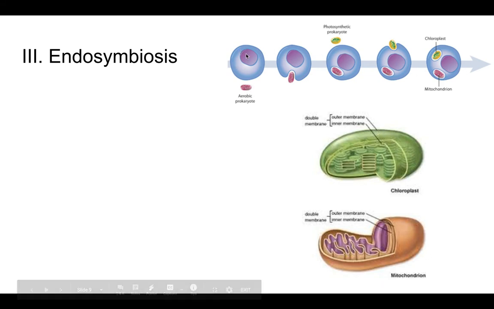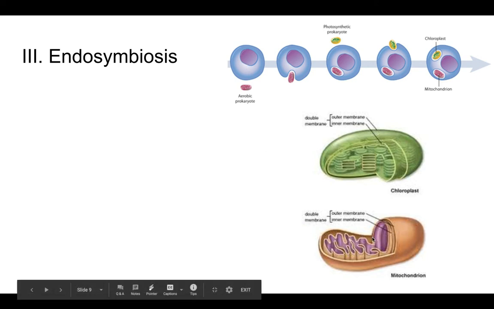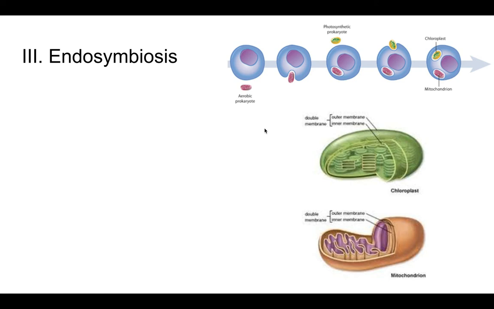So the aerobic prokaryote that got engulfed, we think became eventually present day mitochondria. That is the organelle that does what the aerobic prokaryote did, right? It uses oxygen to create ATP. And the photosynthetic prokaryote that got engulfed eventually over time became this internal structure of the chloroplast, because this is the organelle that does what this photosynthetic prokaryote used to do, use the sunlight to create an energy source.